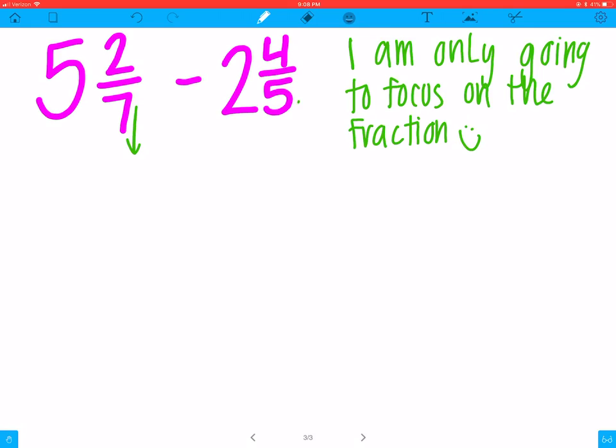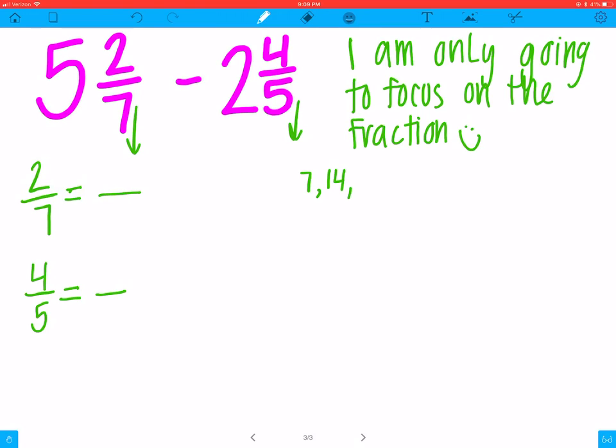So my 2/7 comes on down, my 4/5 comes on down, and I need to find the multiples of this that go together. Now, I do know I can multiply the 7 and the 5 together and get 35, which, if I was a betting woman, I would guess that might be my least common multiple. But let's go ahead and find out.